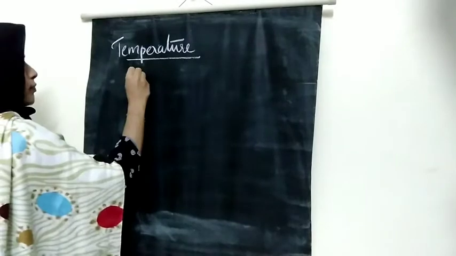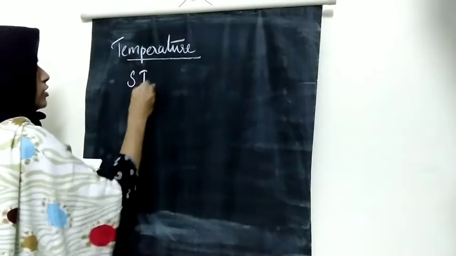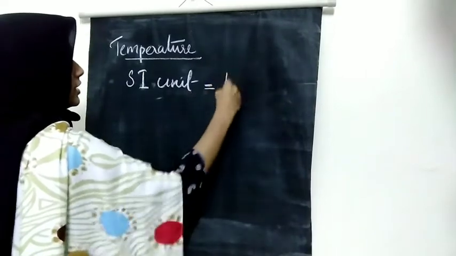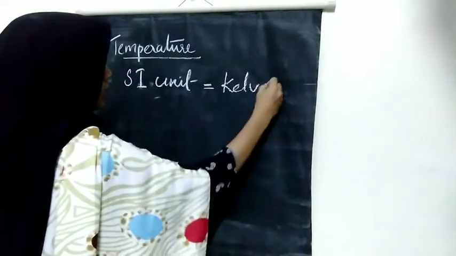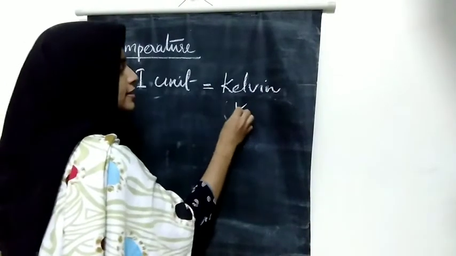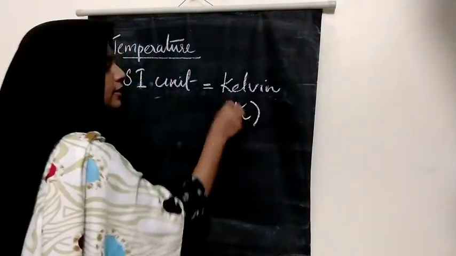Okay, we can say that the SI unit, the standard unit of temperature, is Kelvin. So, the standard unit or SI unit of temperature is Kelvin. It is denoted by capital letter K.